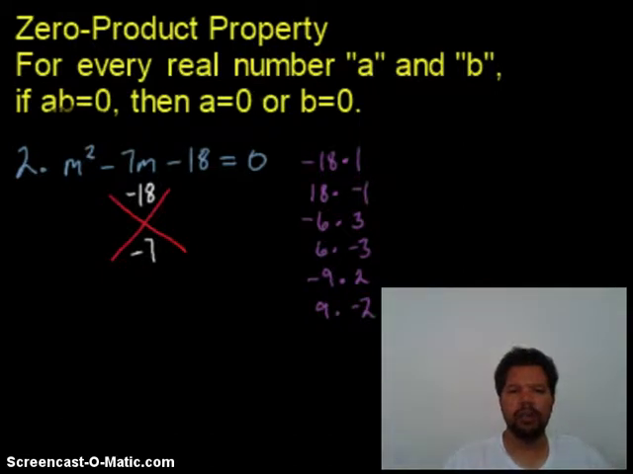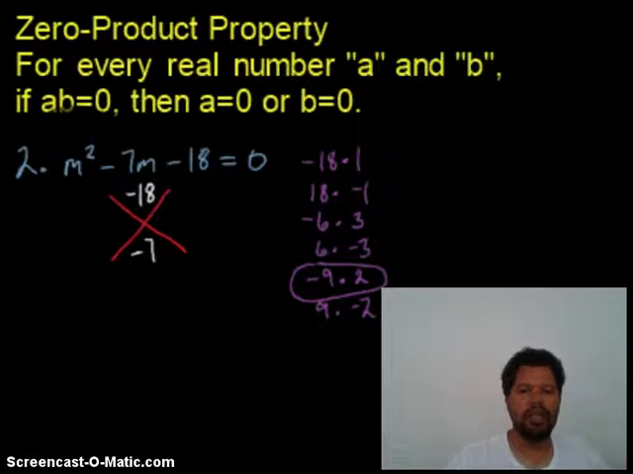So we want to find which one of these pairs of factors, if we combine them together, will give us a negative 7. So this one gives us a negative 17, positive 17, negative 3, positive 3, negative 7, positive 7. So it's this one right here. So we get negative 9 and 2. That's what we're going to plug right into here. This gives us the factors that we need to go ahead and write our two binomials.